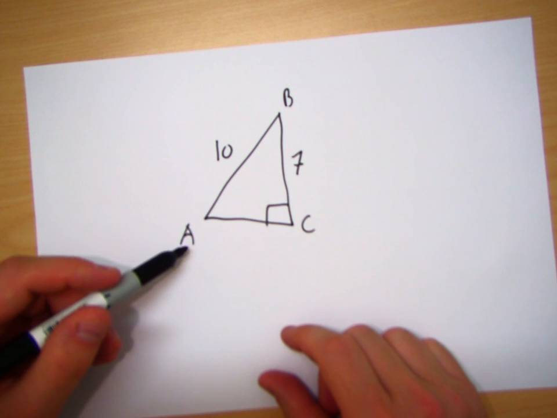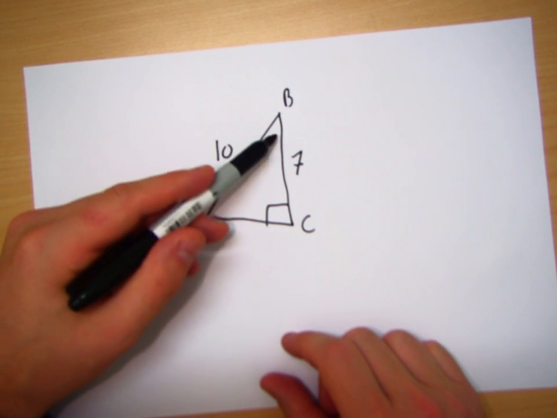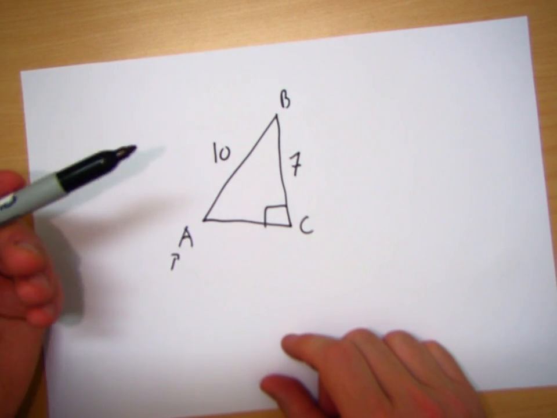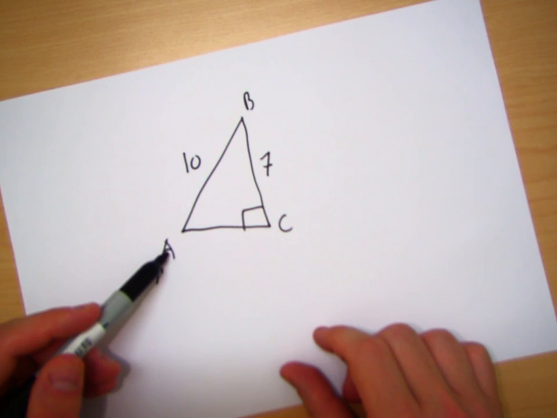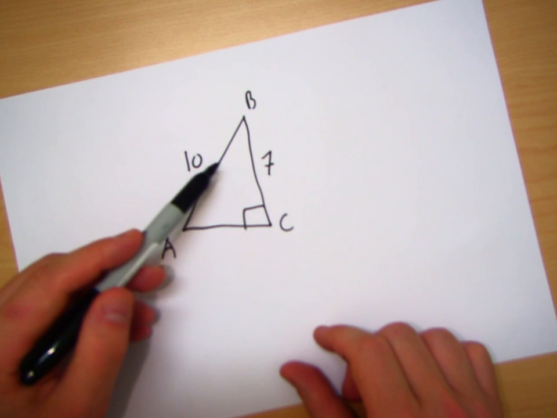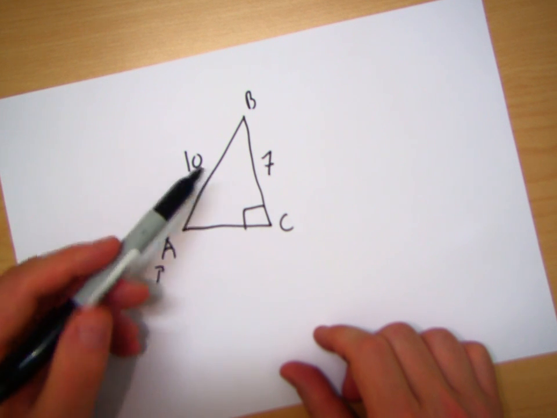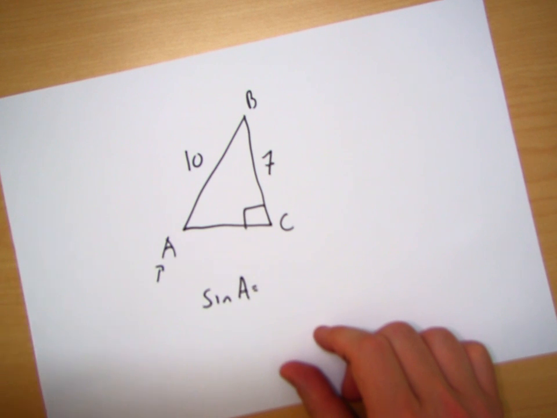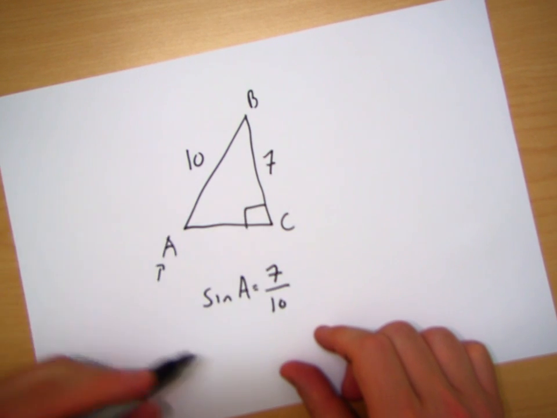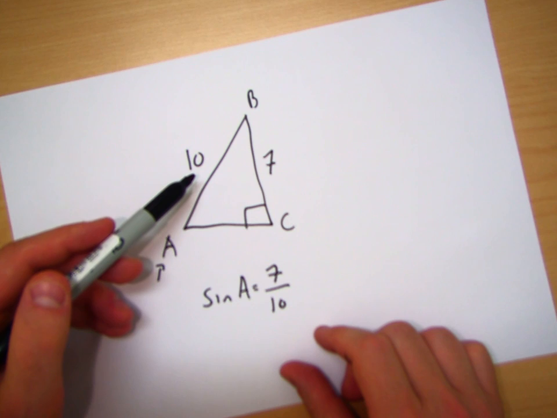In order to do that, if I had this angle, I could do it by the 180, which I don't. So I'm going to have to use trigonometry. With regards to A, I know the opposite and I know the hypotenuse. And if you remember, that's going to be sine. So right now I'm going to write down that the sine of A is equal to 7 over 10. That's what the sine of A would be. It would be 7 over 10.